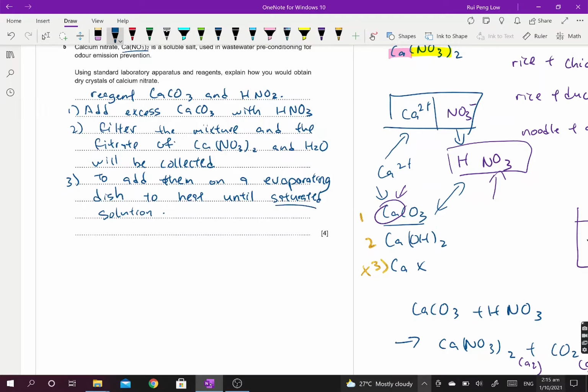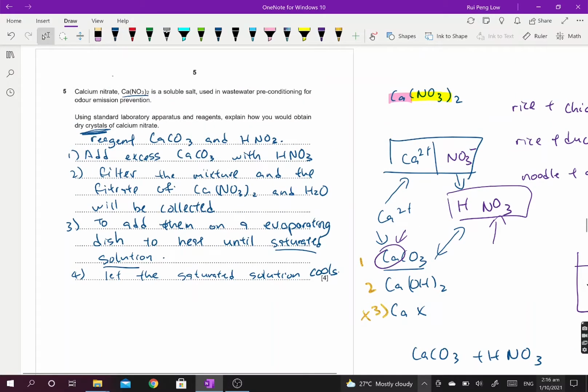Now, the important part is this keyword saturated solution, because without saturated solution you cannot get the crystals. They want crystals. If you don't want crystals, you can heat all the way until it becomes some dry powder. So the keyword is saturated. And then step number 4, let the saturated solution cool. And that's how you get the dry crystals of calcium nitrate.